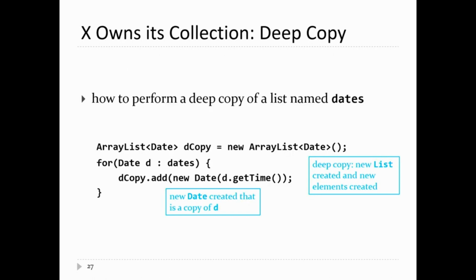Okay, so how do you perform a deep copy on a list? There is no convenient way to make a deep copy of a collection. And in general, you cannot always make a deep copy of a collection. So to make the deep copy, you make a new list, or a new set, or a new map. Iterate over the list that you want to copy. For each element in the list that you're copying, make a new copy of that object. So for dates, we can do that.